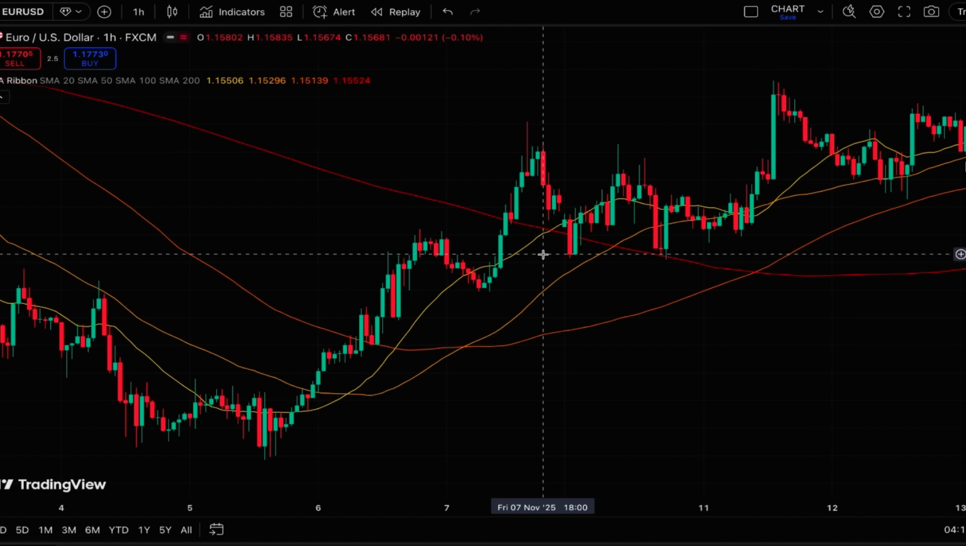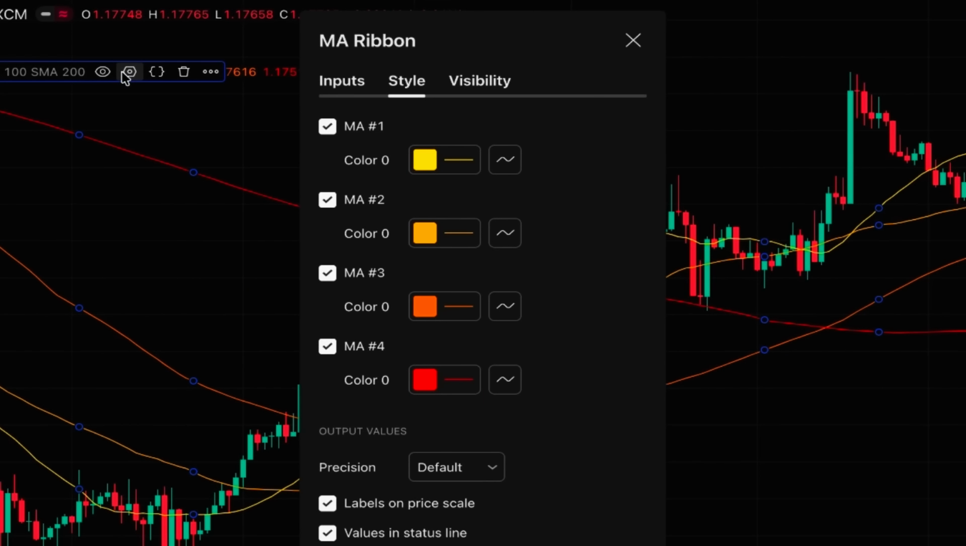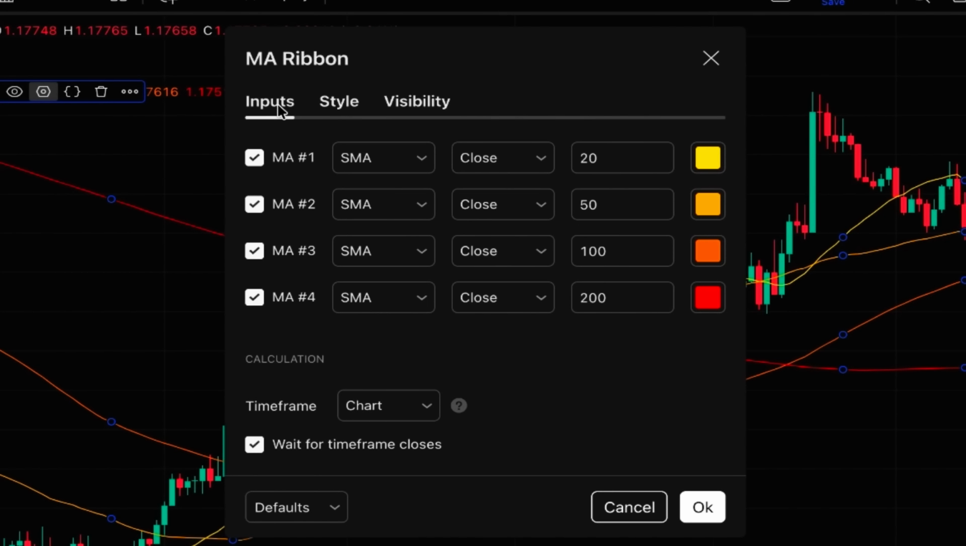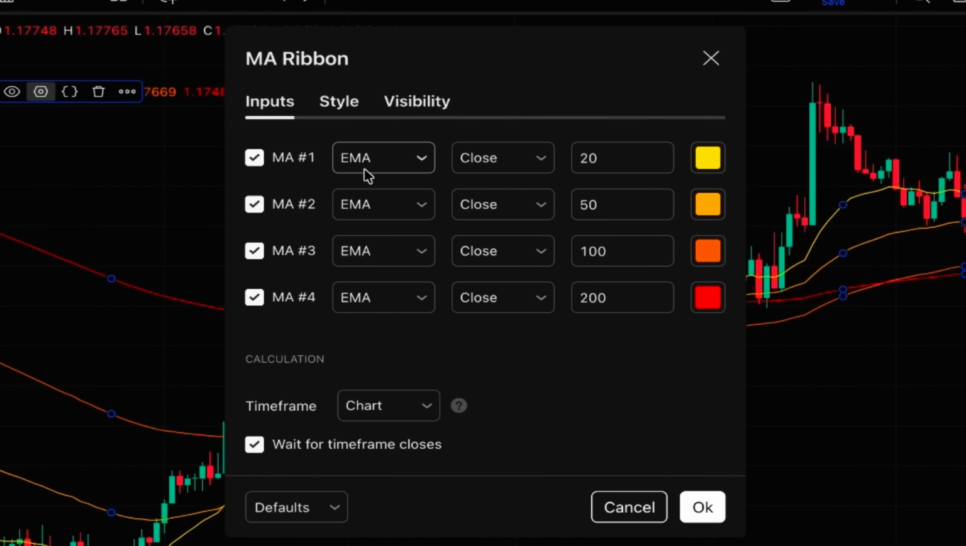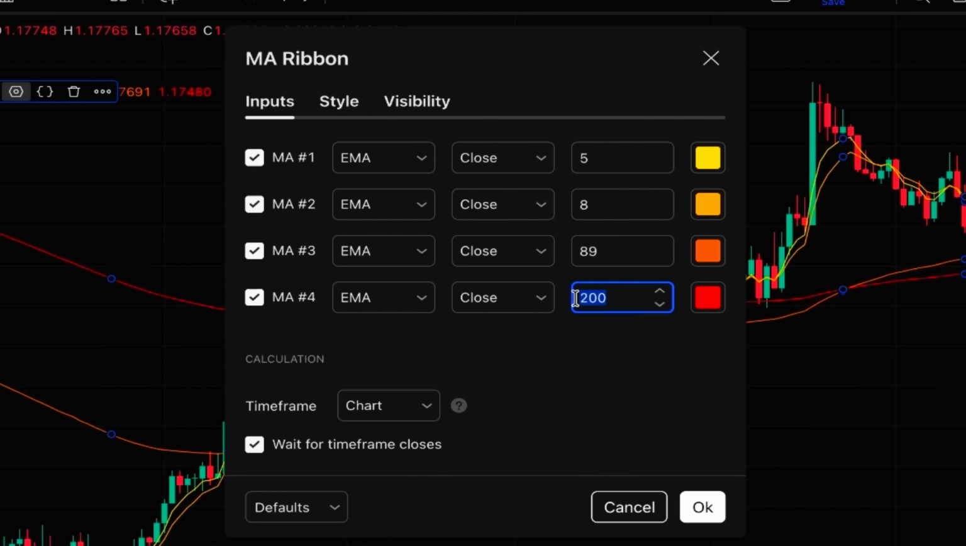But we need to change the settings and adjust it based on our trading strategy. So here we go to the settings of the ribbon, and first here in the inputs tab, for the type of moving average, we set EMA for them because, as I said, we need exponential moving averages. Then for the first EMA, we set the length at 5. For the second EMA, we set the length at 8. For the third EMA, we set the length at 89. And for this EMA also, we set the length at 89.